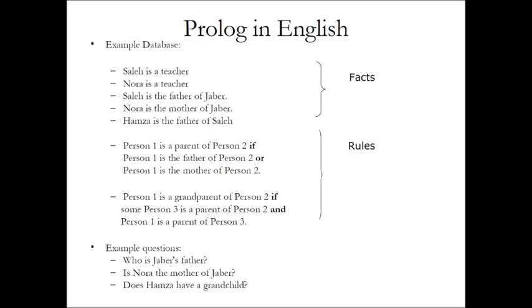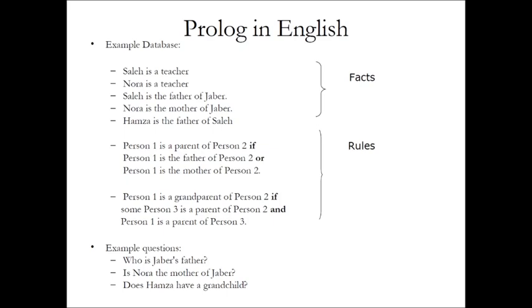So here is Prolog, supposing it is in English, divided into facts, rules, and example questions. An example database would be: Slay is a teacher, Nora is a teacher, Slay is a father of Jabir, Nora is a mother of Jabir, Hamza is a father of Slay. These are the facts; we cannot deny these facts. The rule is: person one is a parent of person two if person one is a father of person two, or person one is a mother of person two. So these are kinds of rules.